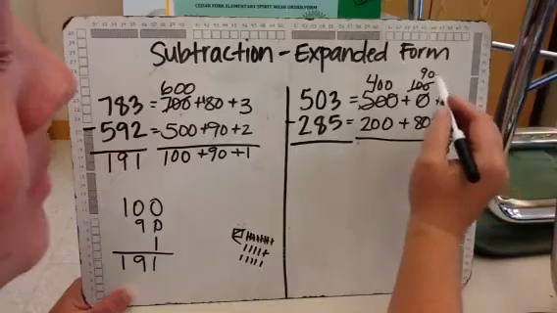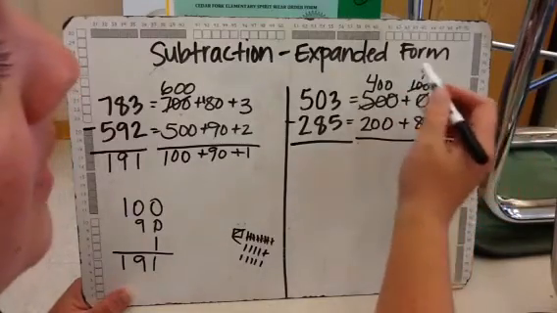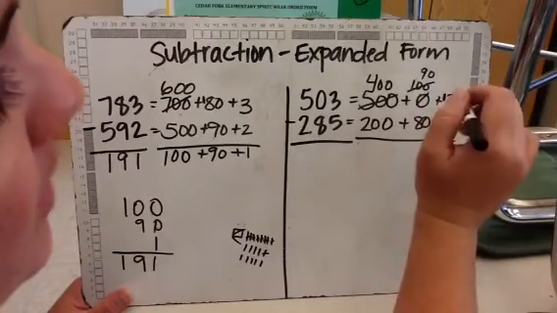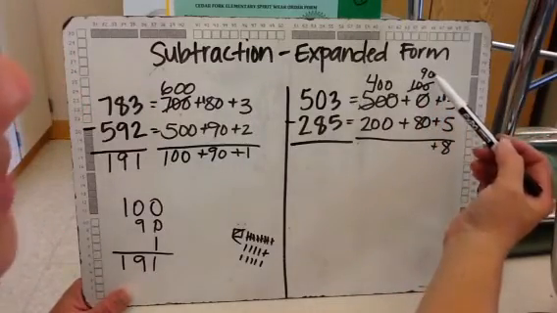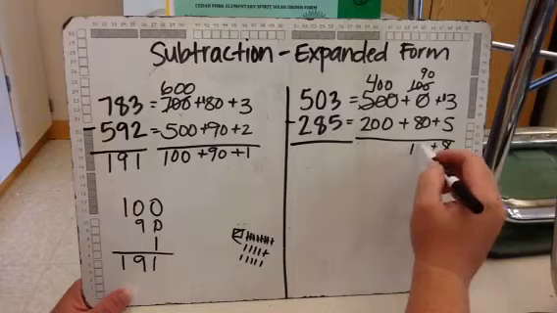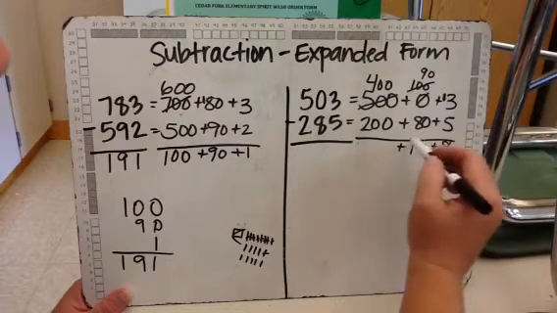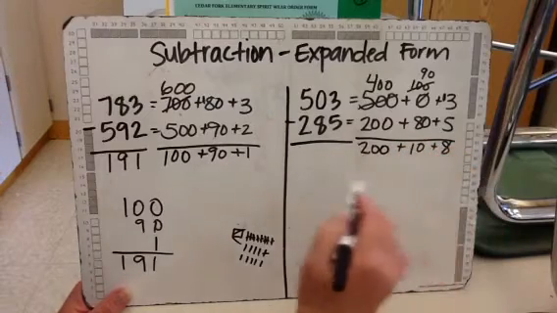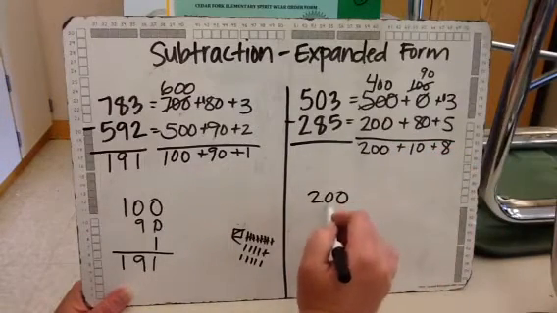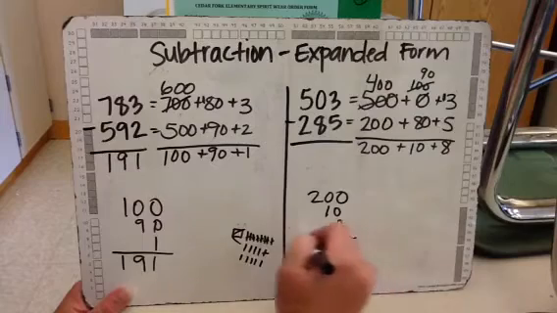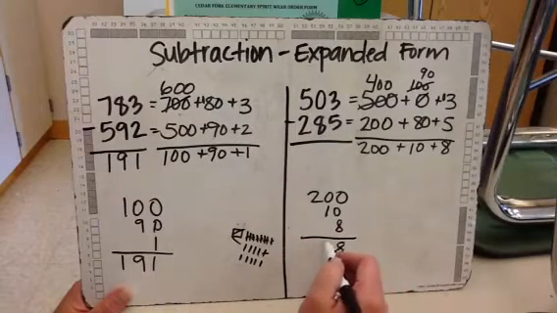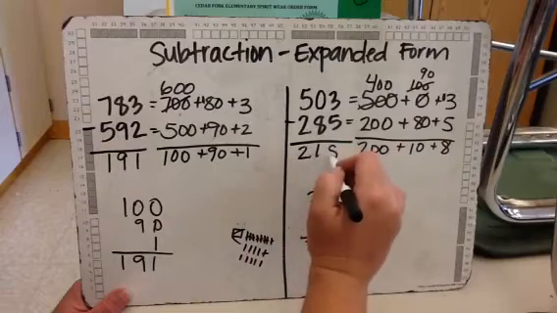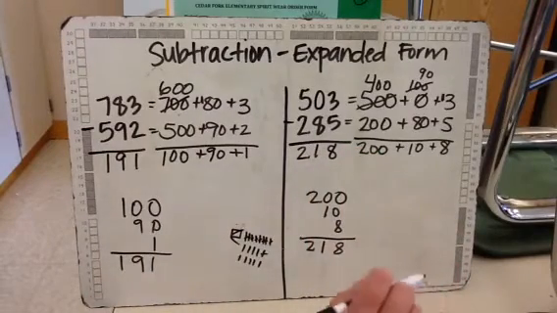So you'll notice I had to ungroup twice, all the way at the hundreds to get tens to then give me ones. And that can be a little tricky sometimes. Now I'm going to do 90 minus 80, and that's 10. And now I can do 400 minus 200, and that's 200. Put that back into standard form. Add my ones, my tens, and my hundreds. So 503 minus 285 is 218.